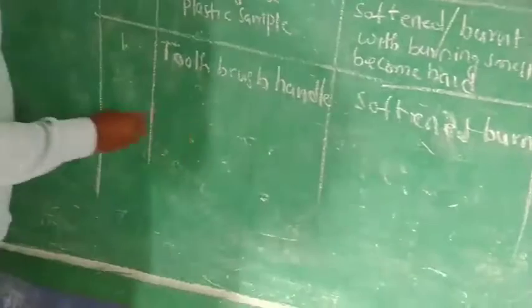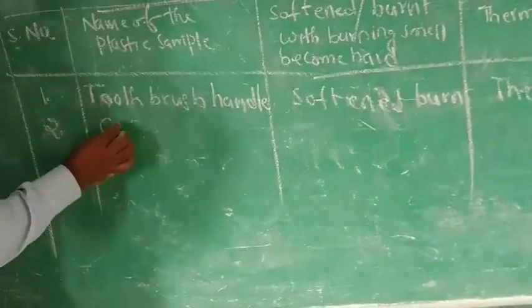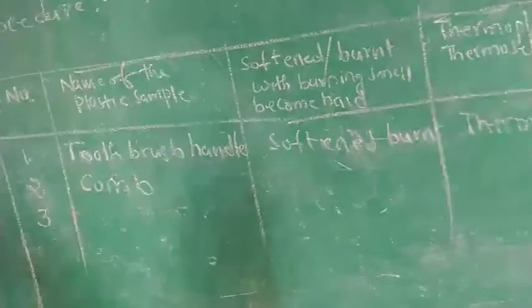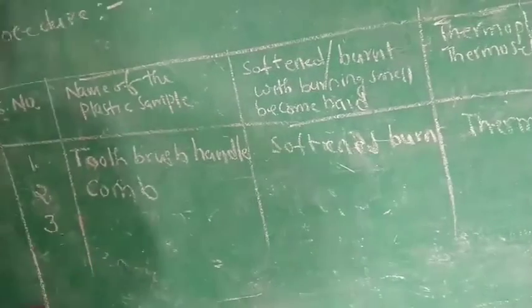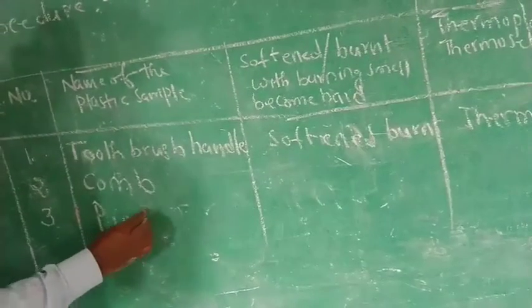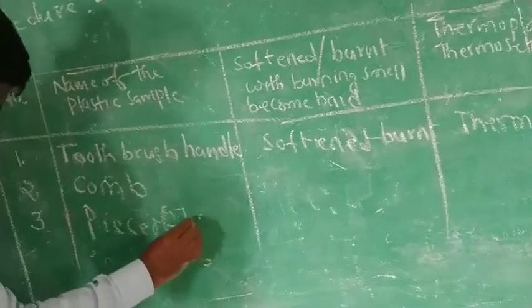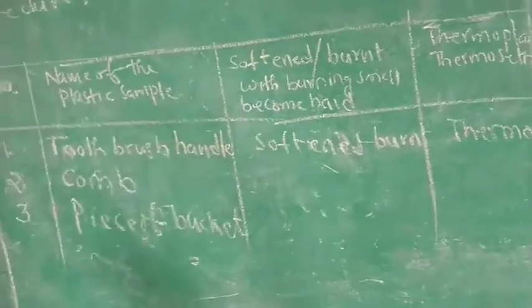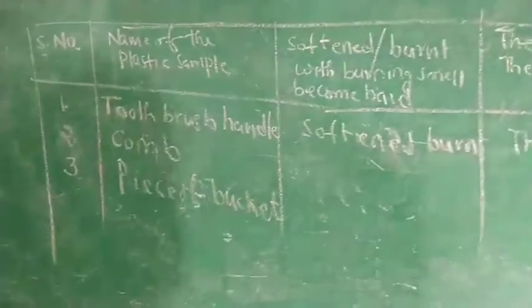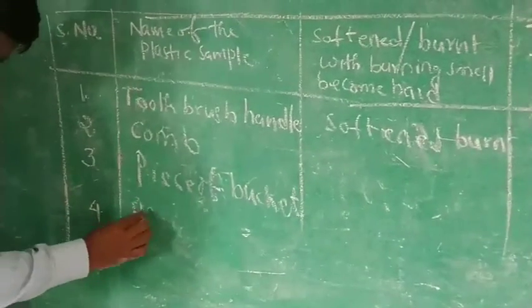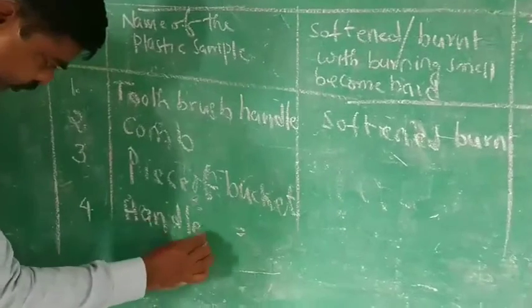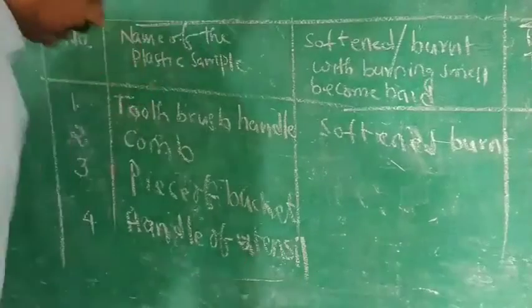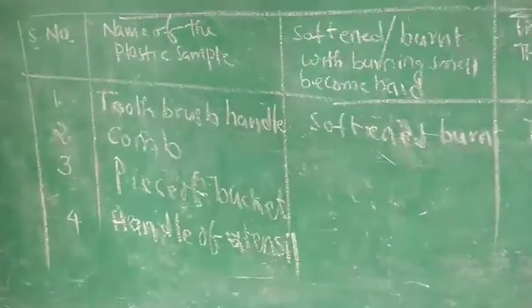Here you are taking the different types. Comb. Third one, piece of bucket. Piece of bucket. Handle of utensil.